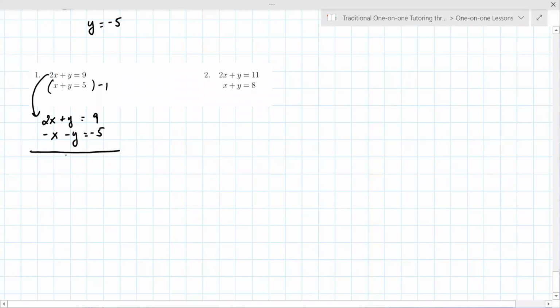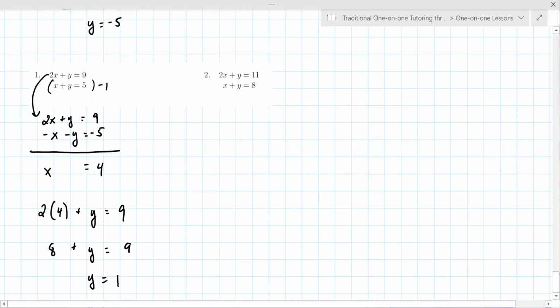Because you can just add them vertically. You could say, okay, 2x minus x, that's x. Y minus y, that goes away, equals 4. And then you can solve for y. I'm going to use the first equation, 2 times 4, so 8 plus y equals 9. So y equals 1.